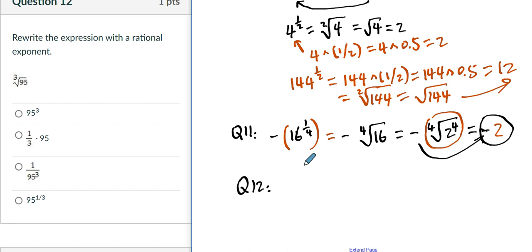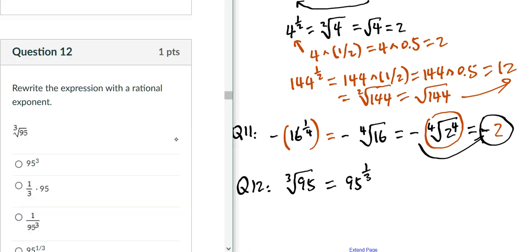We have a cube root of 95. By definition, that will be 95 to the exponent 1/3. That's it. You cannot do more. So in this case, it's the fourth choice.